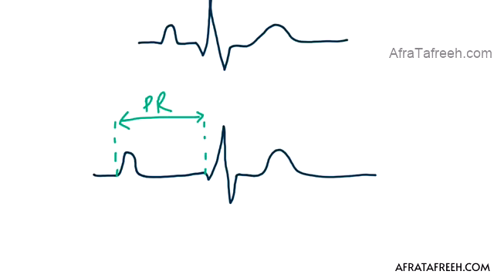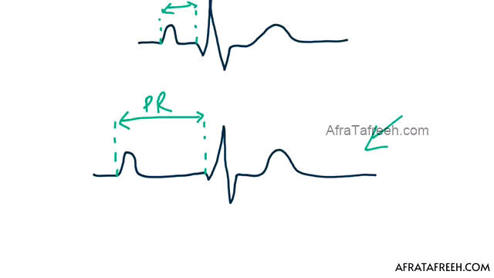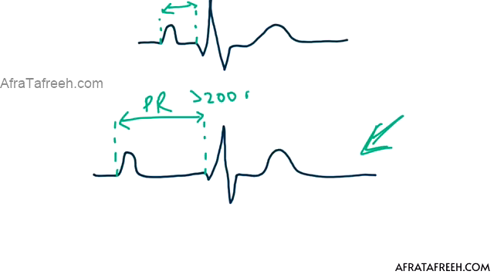In first degree heart block, as I've drawn here, the conduction velocity through the AV node is decreased, which results in a prolonged PR interval. So you can see that the PR interval in the normal EKG is much smaller than the PR interval I've drawn here. In other words, in patients with first degree heart blocks, it takes longer for the signal to get through the AV node, so the PR interval is greater than 200 milliseconds.